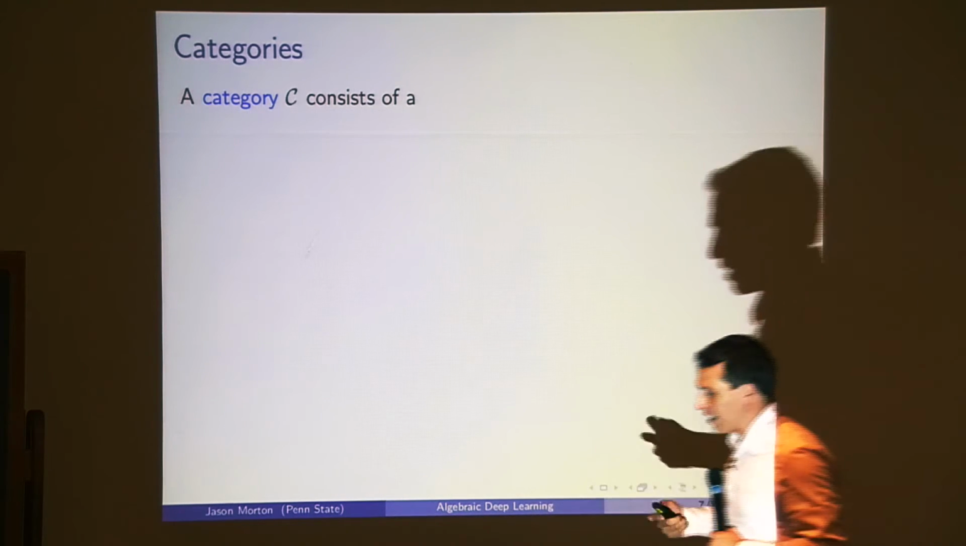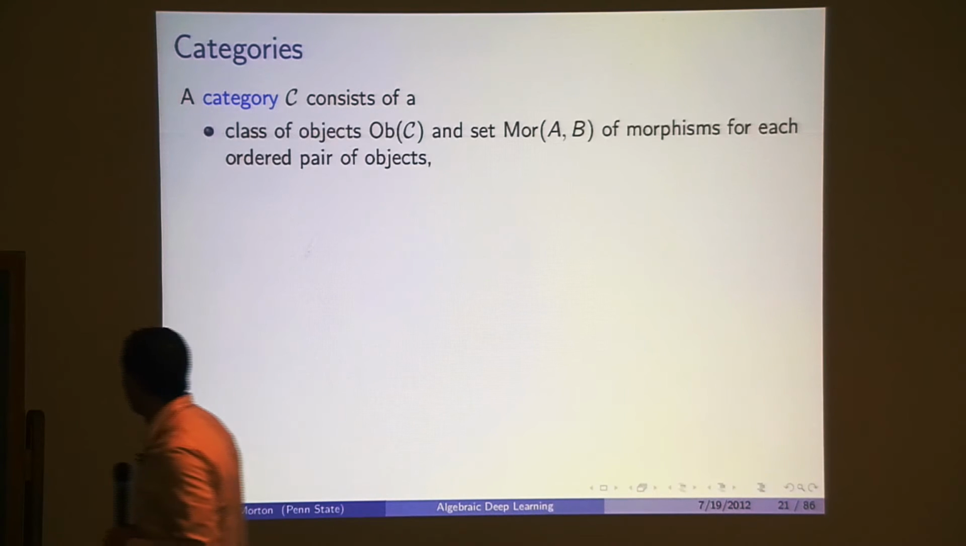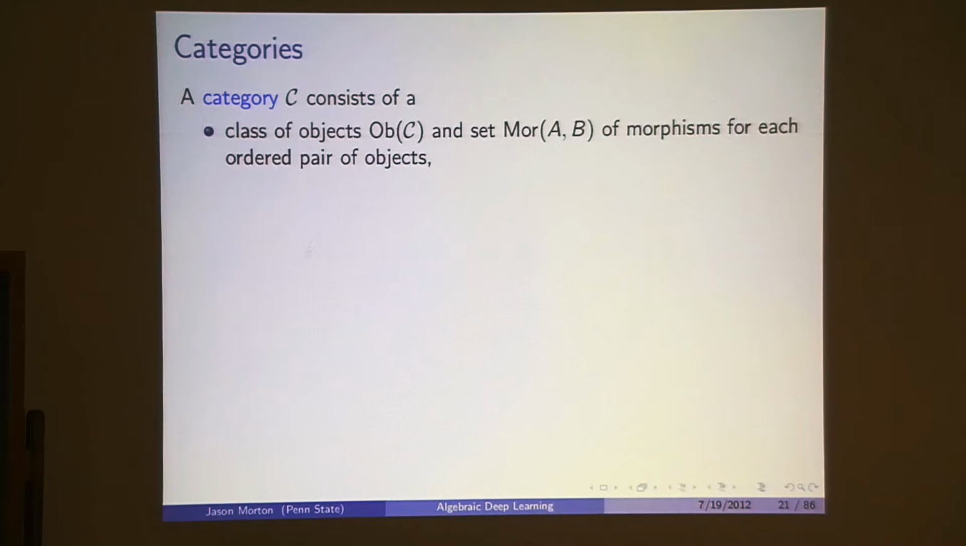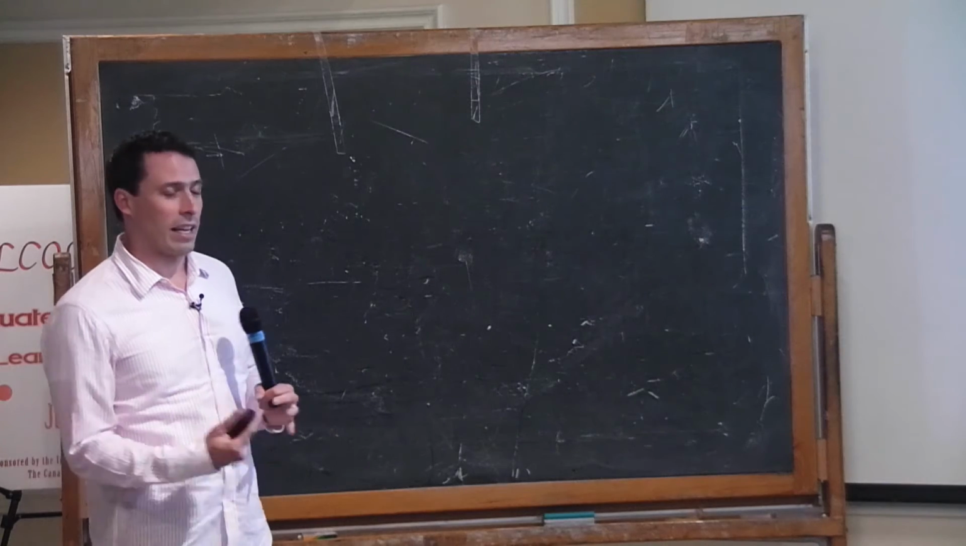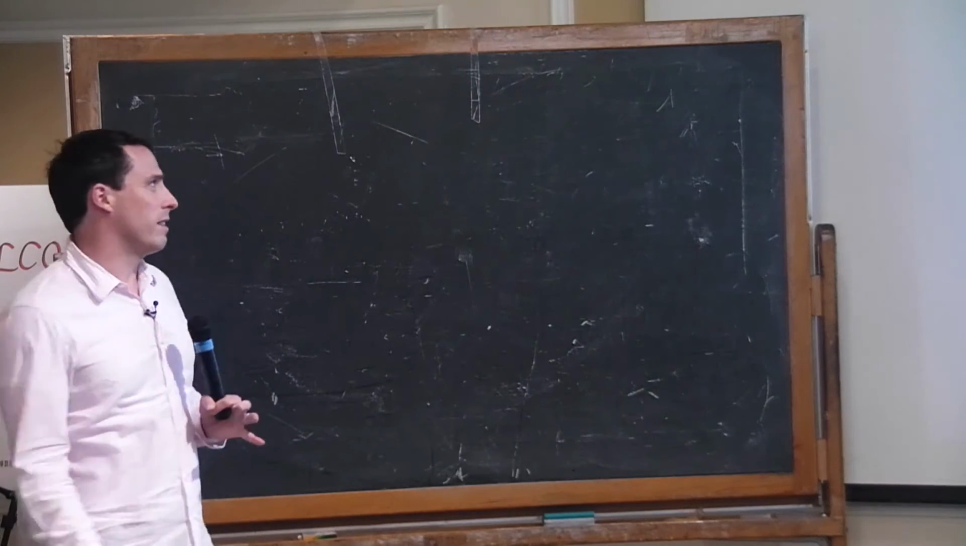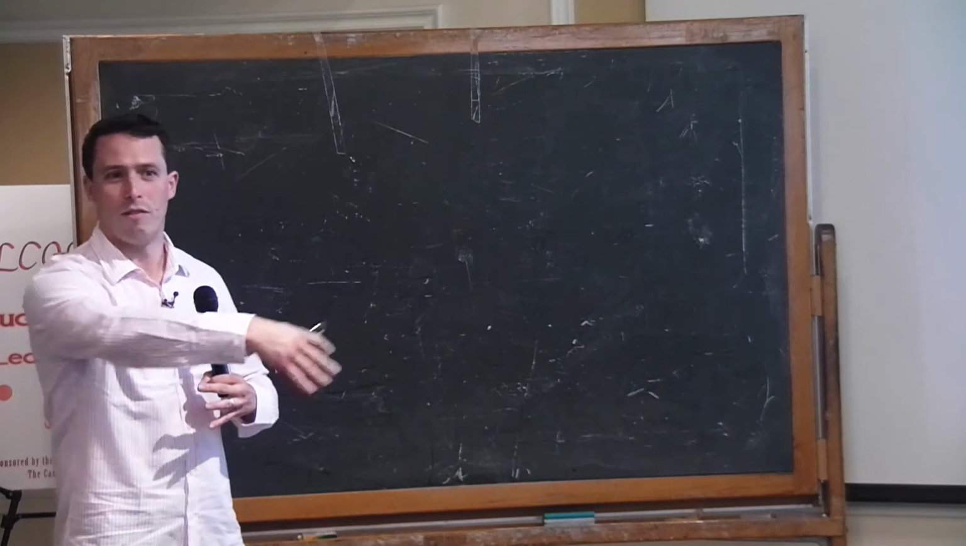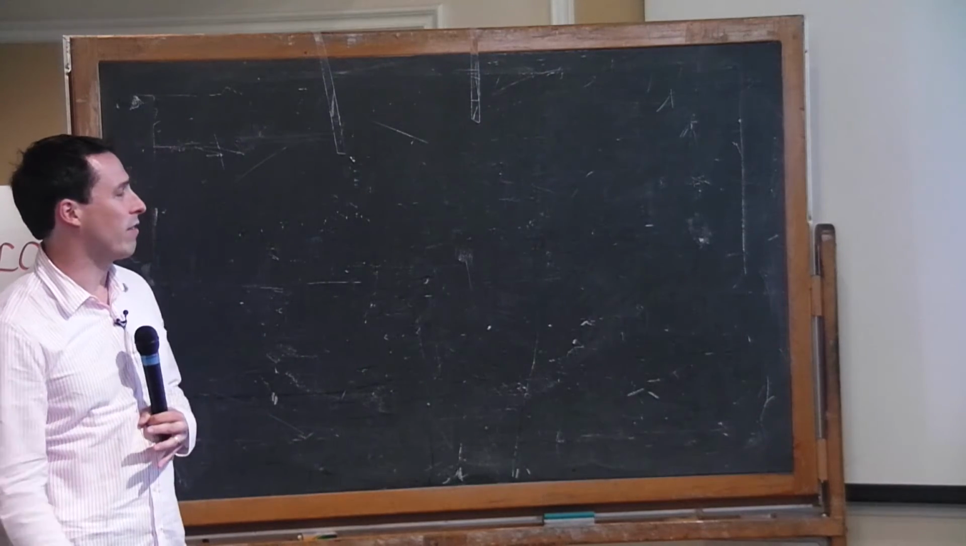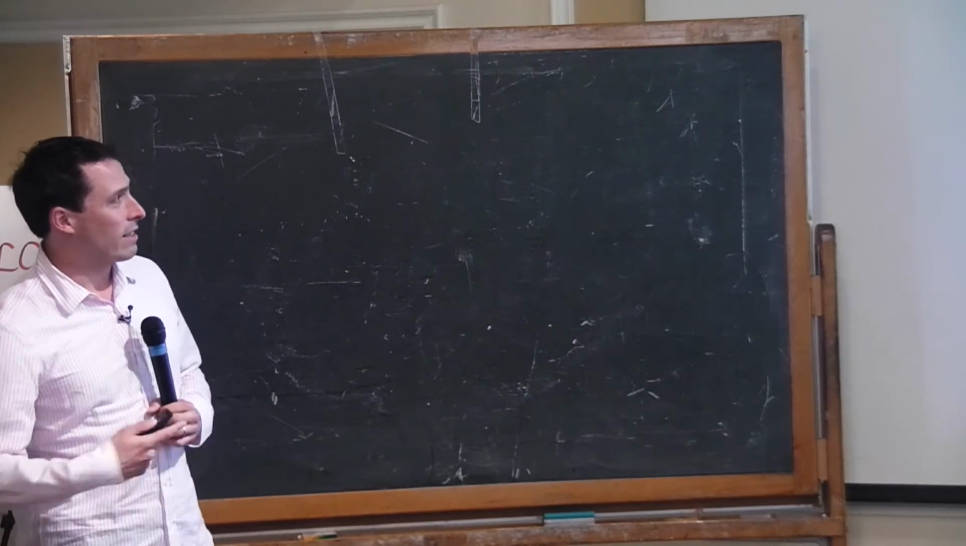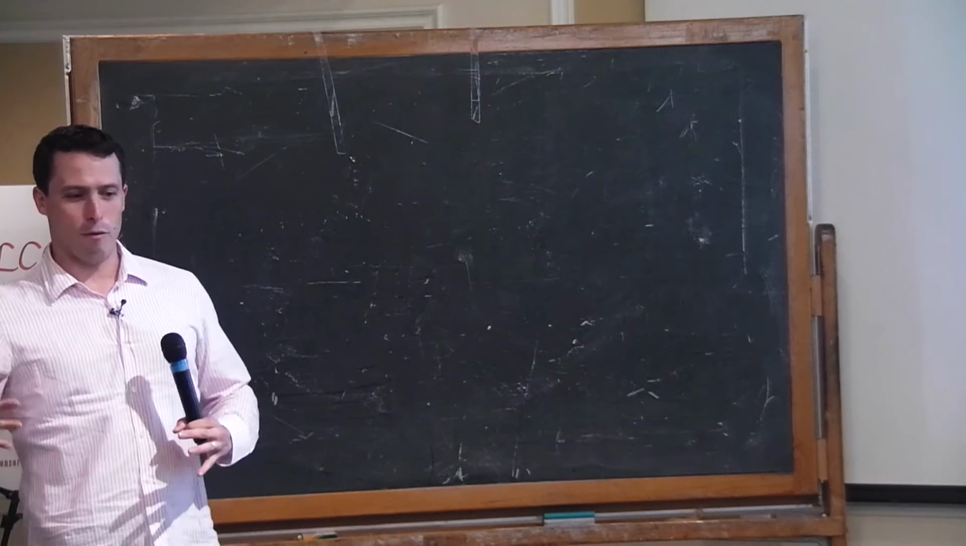So I keep talking about categories. Let me just give you the definition. A category is a class of objects. In our case, the objects are always vector spaces, and a set of morphisms for each pair of objects. So that's all the possible ways to connect one vector space to the other. Set of linear transformations.